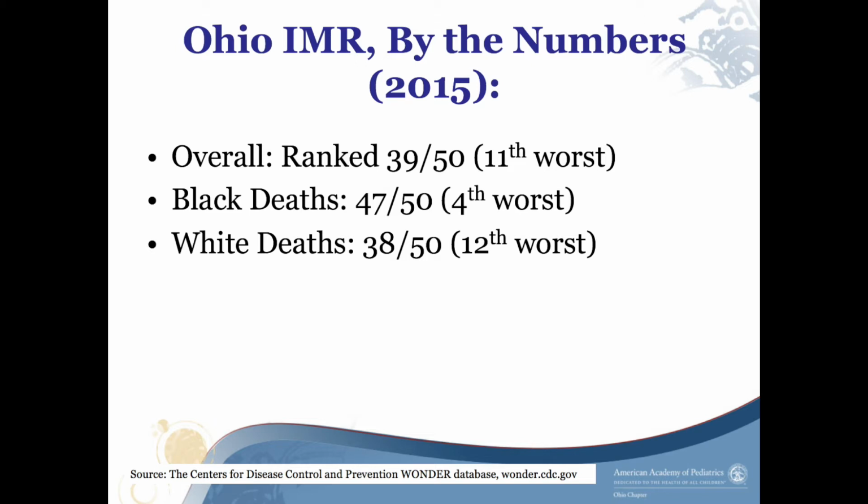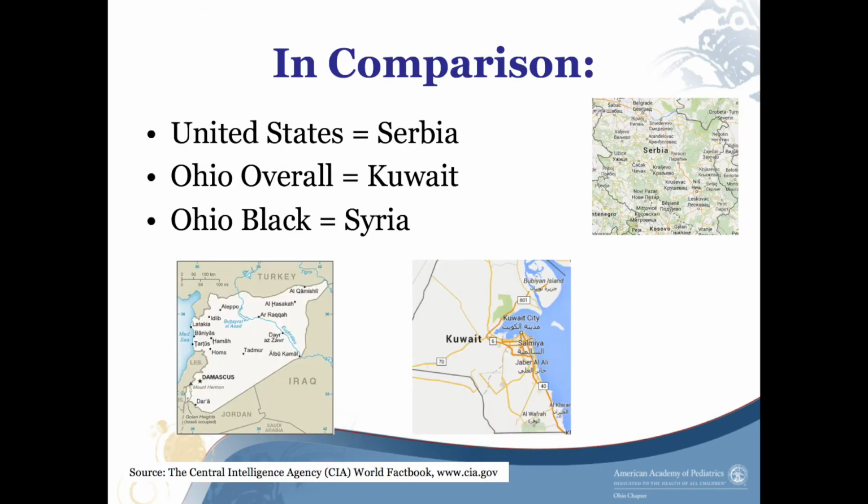When you break this down into babies born to black mothers and babies born to white mothers, babies born to black mothers have an infant mortality rate ranking of 47 out of 50, so we are the fourth worst in the country. Babies born to white mothers, we are 38 out of 50, or 12th worst in the country. So certainly we have a ways to go before really bumping ourselves up in any graphs or data compared to the rest of the country. To compare this, the United States has an infant mortality rate that is similar to Serbia.